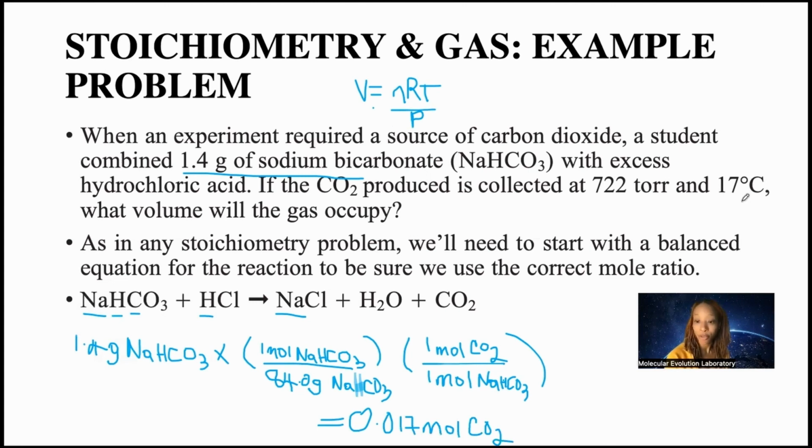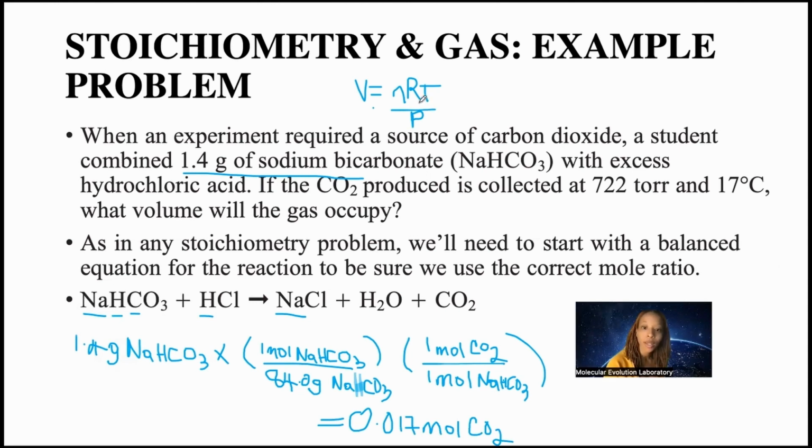Now you can use the ideal gas law to find the volume, but remember that you'll have to convert from degrees Celsius to Kelvin. So V equals nRT divided by P, which would be equal to 0.017 moles of CO2 times the constant, which is 0.0826 liters. And remember that this is in atmospheres per mole per Kelvin.